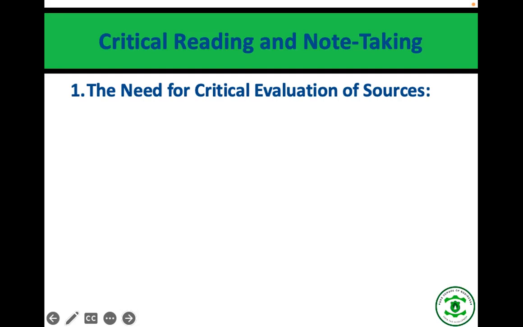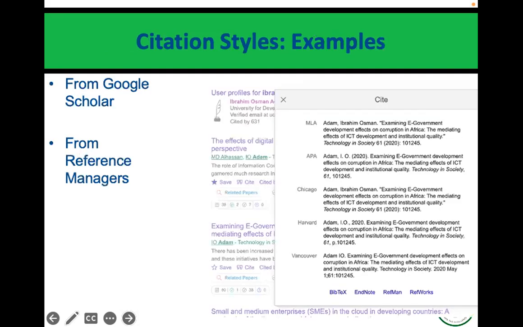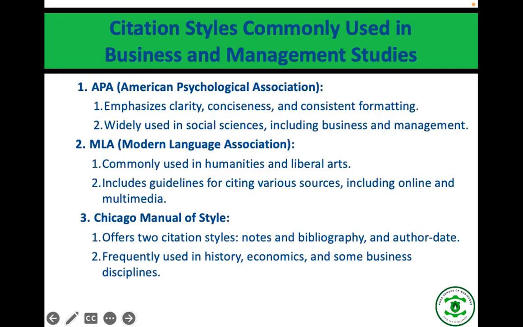So that draws me to my next point. Now you want to cite it. How do you go about citing it? In all business schools, we use a particular citation style, APA. So there are different citation styles. We have APA, American Psychological Association, MLA, Modern Language Association, and Chicago Manual. But we are going to be using this one.